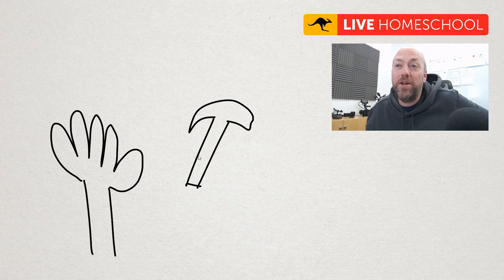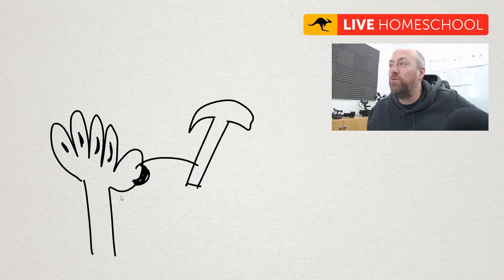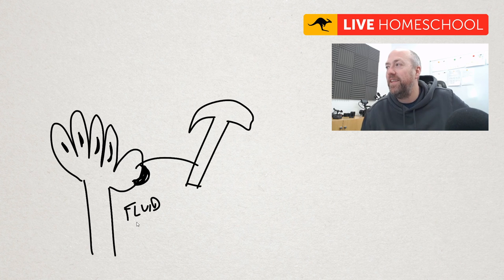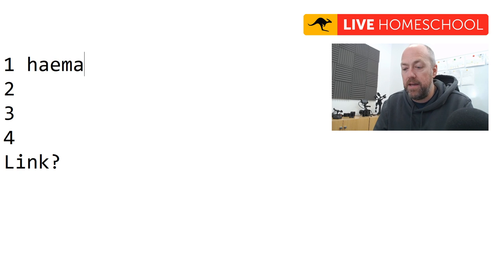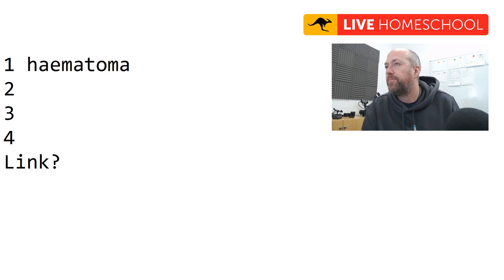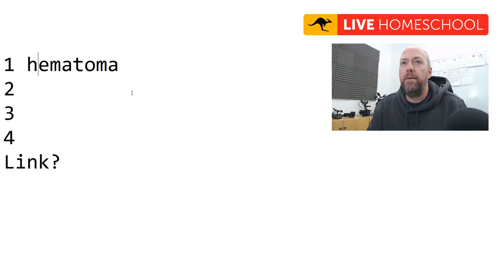So imagine that all day you're working with this hammer in your hand, and so you develop these little pockets all over your hand filled with fluid, like liquid. What do you call them? Ooh, Giovanni Musso is suggesting that they might be called hematoma. But a hematoma is filled with blood. This is not blood, this is just fluid. And it is indeed called a blister.